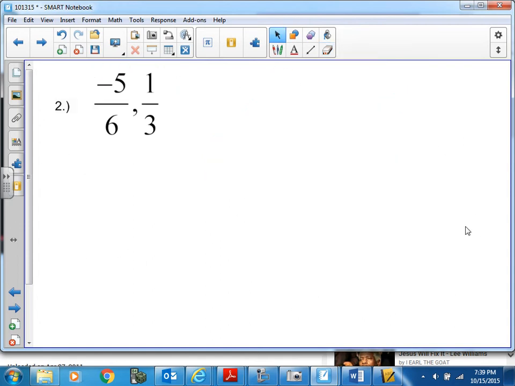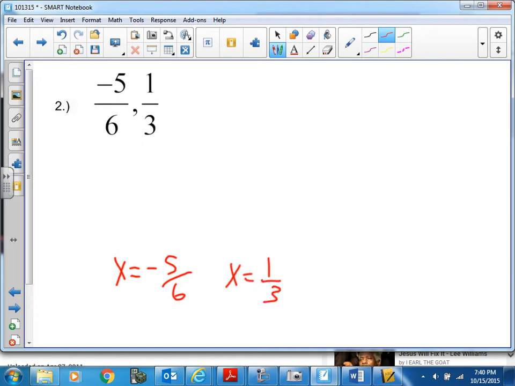All right, so I'm going to start off. I'll write it down here. Let's just say these are the roots I have: x equals negative 5/6, x equals 1/3. Now, how would I get that x equals negative 5/6?